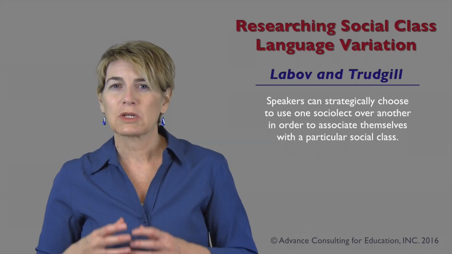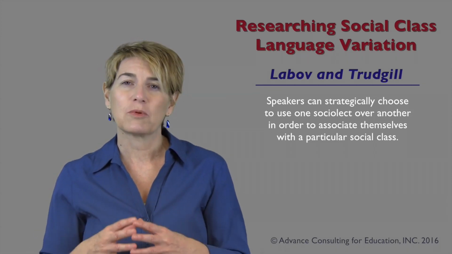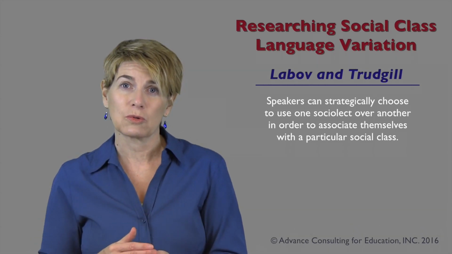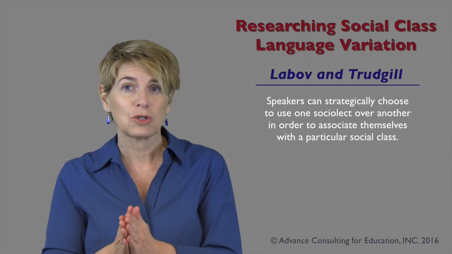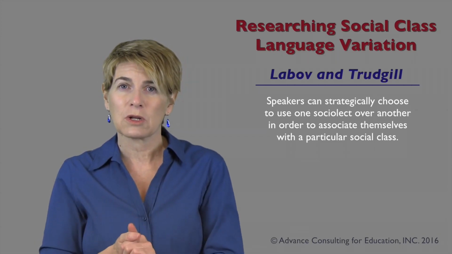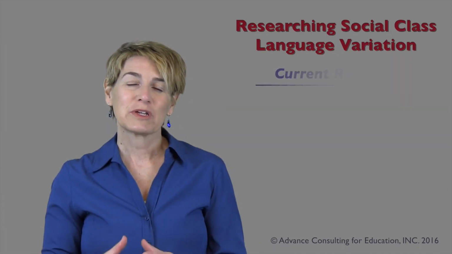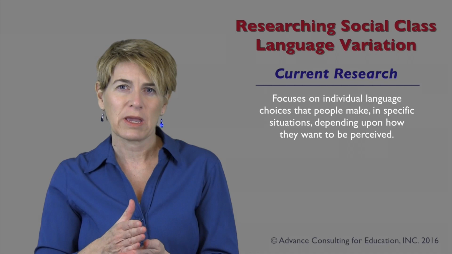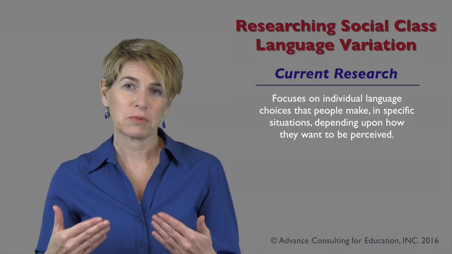So the research was really interesting because it did uncover very conscious strategies that people were using in order to associate themselves with a particular social class. So this is something that's really interesting about sociolects. We can strategically choose to use one sociolect or another depending upon how we want to be perceived. Current research on sociolects really does focus on this last area. It focuses on individual choices that we make in very specific situations depending upon how we want to be perceived.